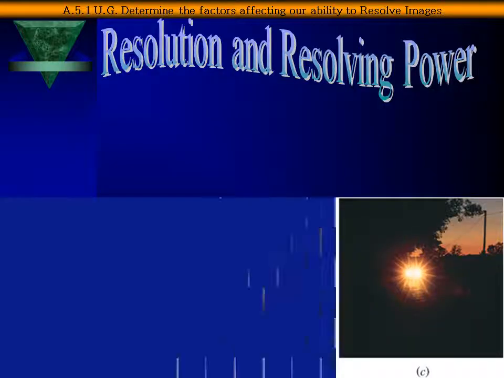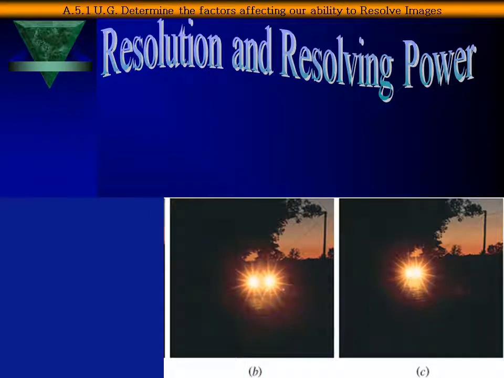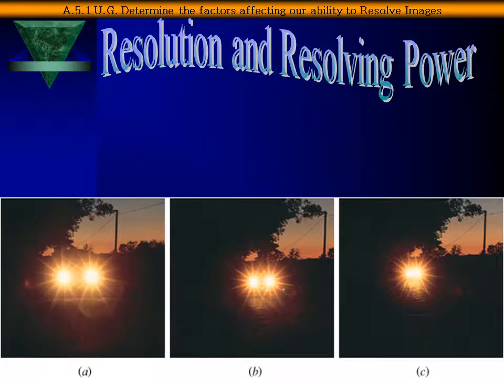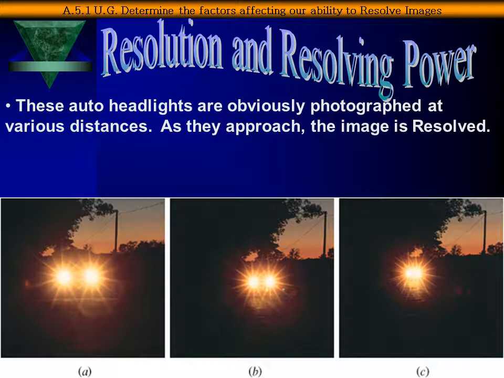Now here's a picture of a car approaching from C to B to A. If you just looked at this, you would say that A is the closest, and that's no surprise. But we know that the photographs are taken at different distances, and as the car gets closer, we can discern the difference or resolve the two headlights better than we could before.